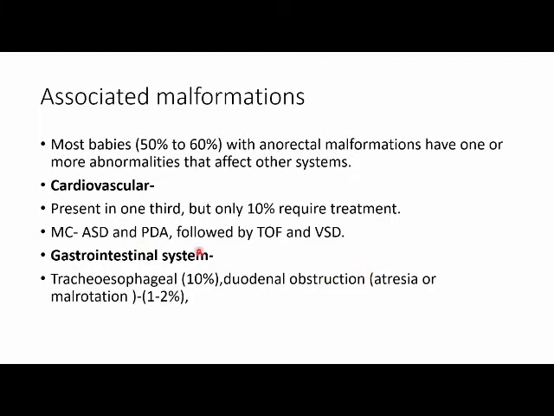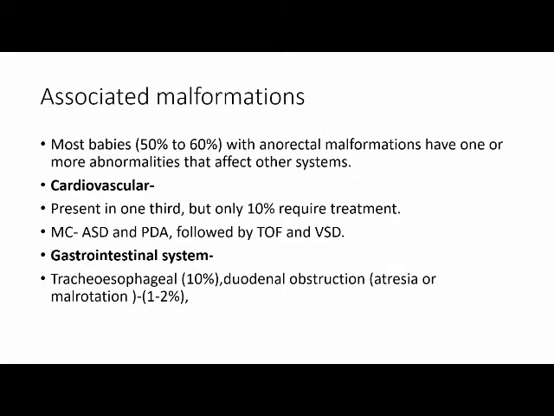The second system is the gastrointestinal system. Along with the ARM, it is very important that we rule out other anomalies, especially tracheoesophageal fistula or a duodenal obstruction. So here comes the importance of an invertogram, which we do in the initial evaluation of ARM. Because if we concentrate only on the ARM part and do not do an invertogram initially, we will sometimes miss a duodenal atresia or a duodenal obstruction. So an invertogram is very essential in the initial evaluation of a neonate.